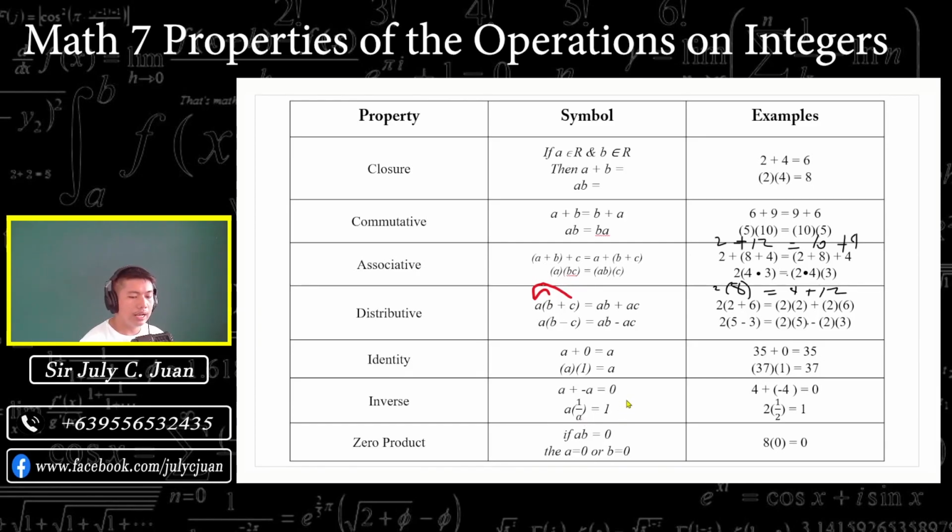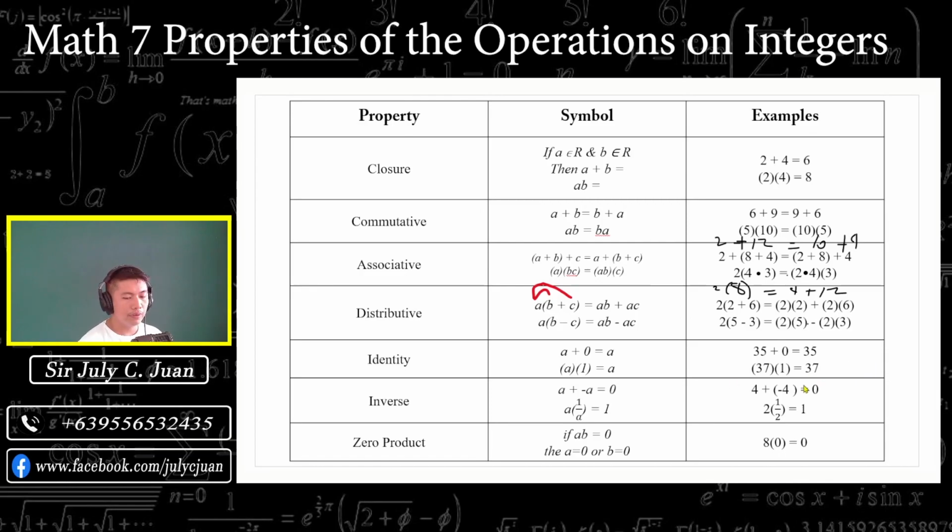Okay? So, ang magiging resulta ng ating inverse ay 0. Ang magiging resulta ng ating inverse sa multiplication ay 1. Halimbawa, we have 4 plus negative 4 equals 0, and 2 multiplied by 1/2 is 1.